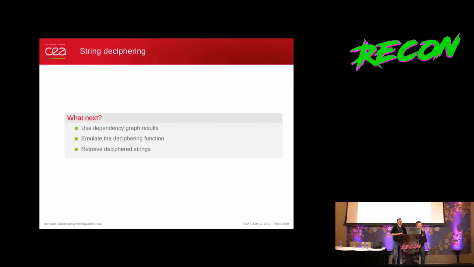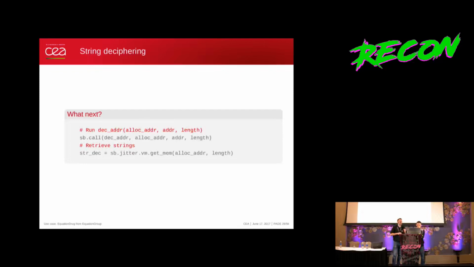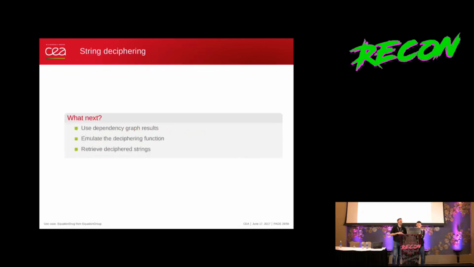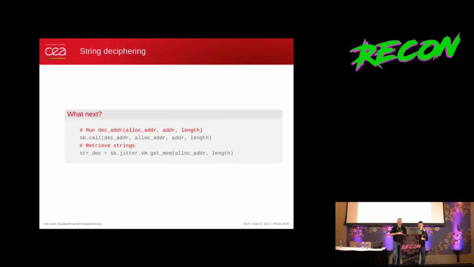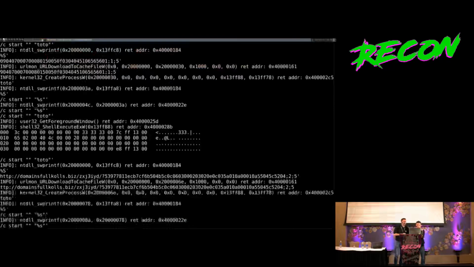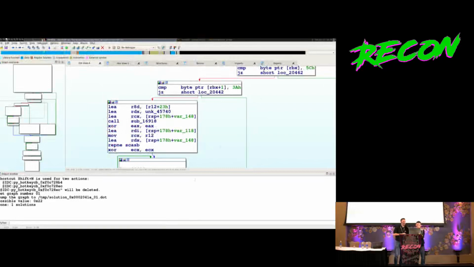Okay, so what's next? In the next demonstration, we will first use this algorithm on all the references of the decryption function, and then we will emulate the decryption function with those arguments, and so we will retrieve all the decrypted strings. For the moment, the only problem is that the jitter part of Miasm is native code, so it's 64-bit, and as you know, IDA is 32-bit, but maybe in the near future we will be able to run a full plugin in IDA. Okay, so here is the demonstration.